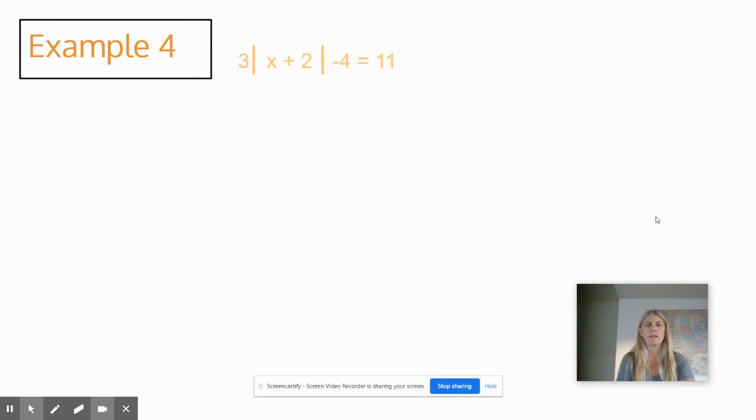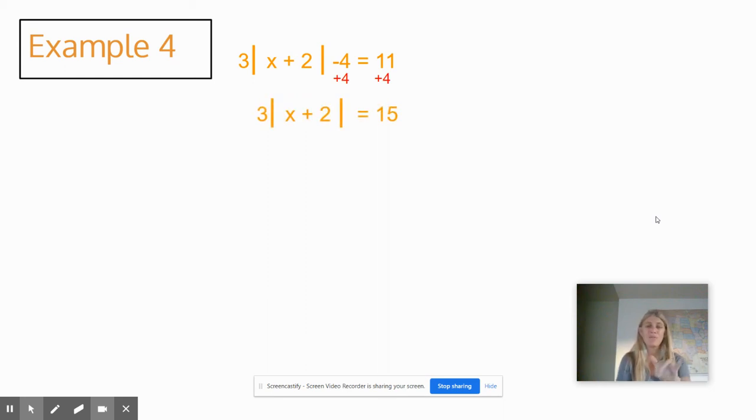Our last example here is example number 4. So our fourth example has a lot of stuff to do before we can break it into 2 problems. We have 3 times the absolute value of x plus 2 minus 4 equals 11. So remember, a number outside an absolute value means to multiply, just like a number outside a set of parentheses. So we're going to go ahead and add 4 to each side, and that leaves us with 3 times the absolute value of x plus 2 and 14 on the other.